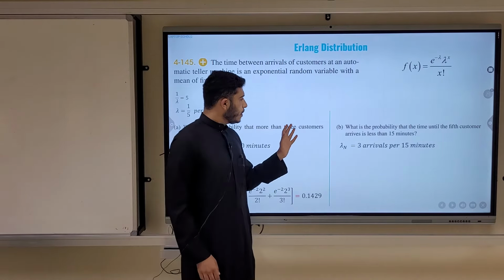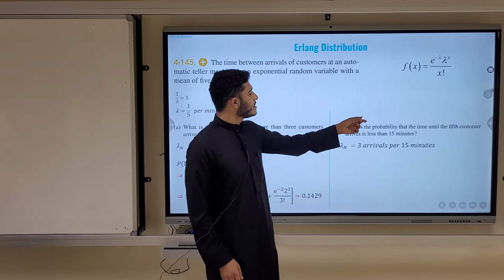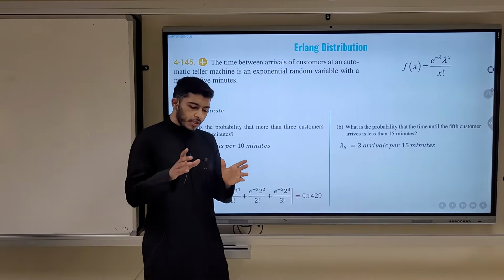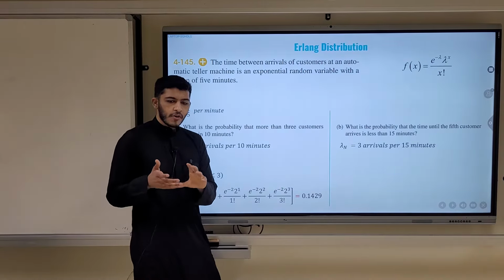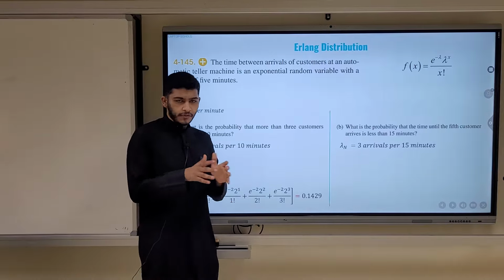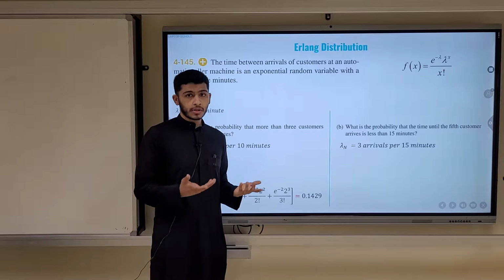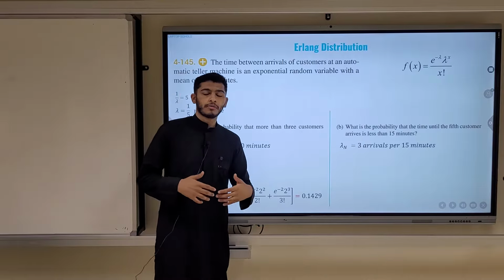Now, they want to find the probability that the time until the 5th customer arrives is less than 15 minutes. So in less than 15 minutes, we want either 5 or more customers appearing or arriving.